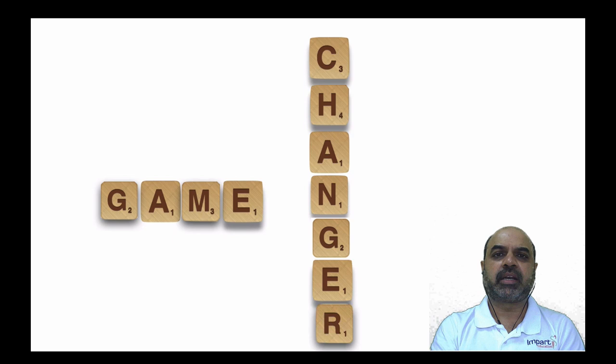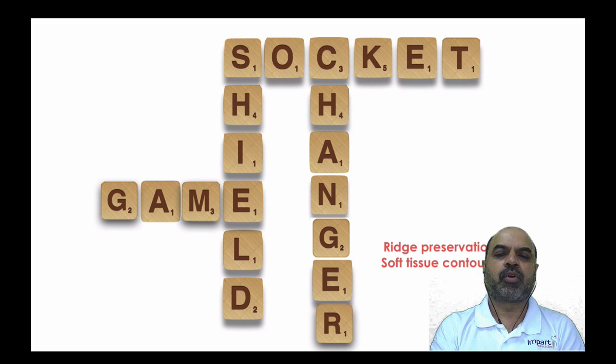However, in spite of these procedures, there is something that has been a game changer in the past decade or so when it comes to placing implants in the aesthetic zone, and that is the socket shield procedure for preserving the ridge as well as maintaining the soft tissue contours.